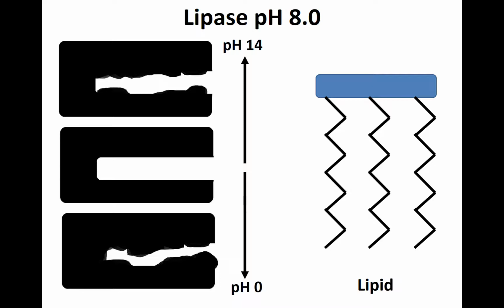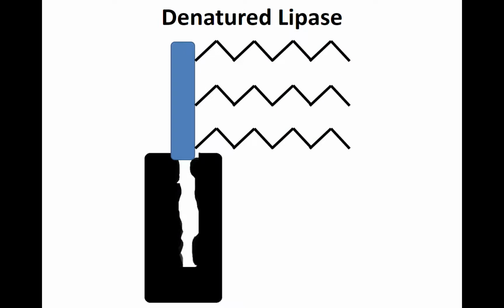Lipase. This has an optimum pH of 8. In this case, if the pH goes above 8, the enzyme becomes denatured, and if it goes below 8, the enzyme can become denatured. Again, this means the substrate will no longer fit into the enzyme to its active site, and so the enzyme can no longer break the lipid down into the 3 fatty acid chains and the glycerol head.